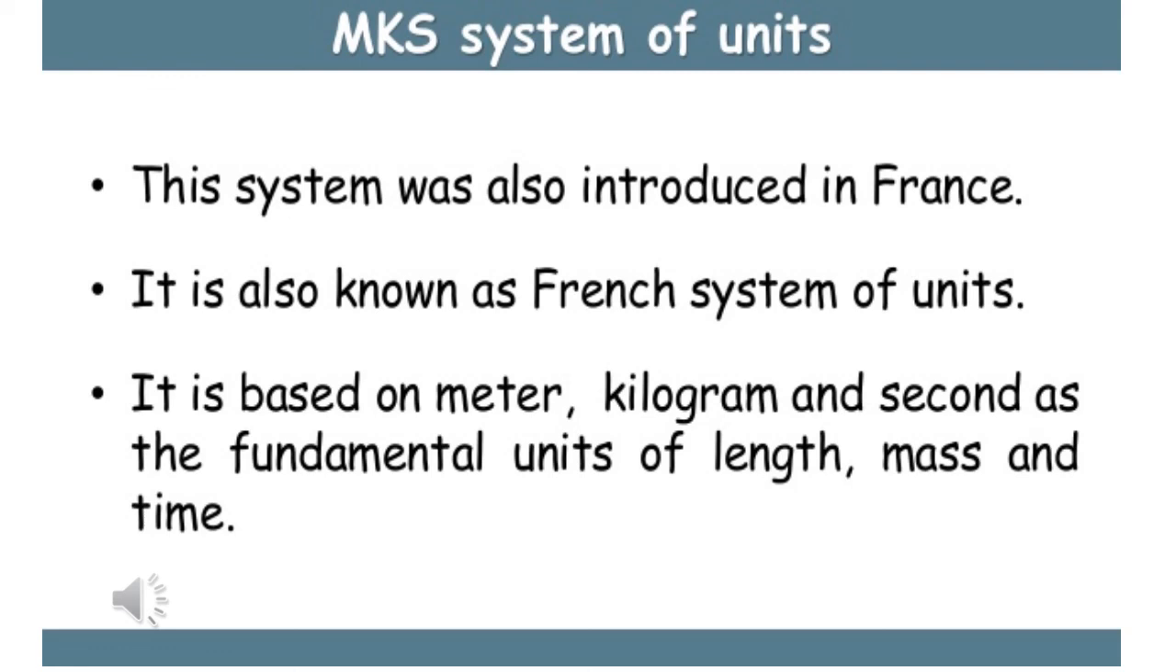The next system is the MKS system, and it is also called the French system of units. The system was also introduced in France, and it is based on meter, kilogram, and second as the fundamental units of length, mass, and time. According to this system, the length unit would be meter, the mass unit would be kilogram, and the unit for time would be second.